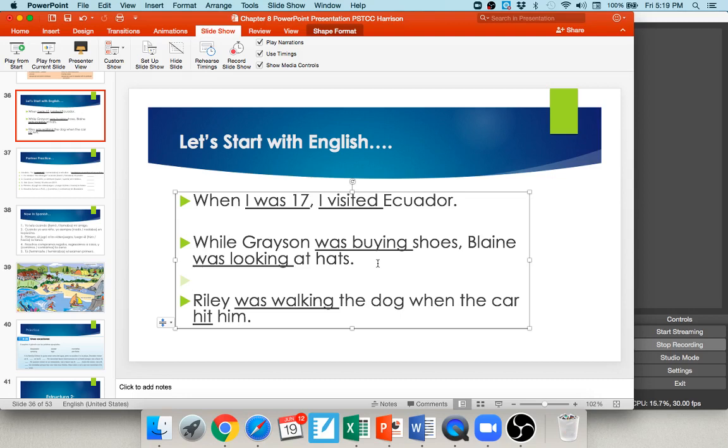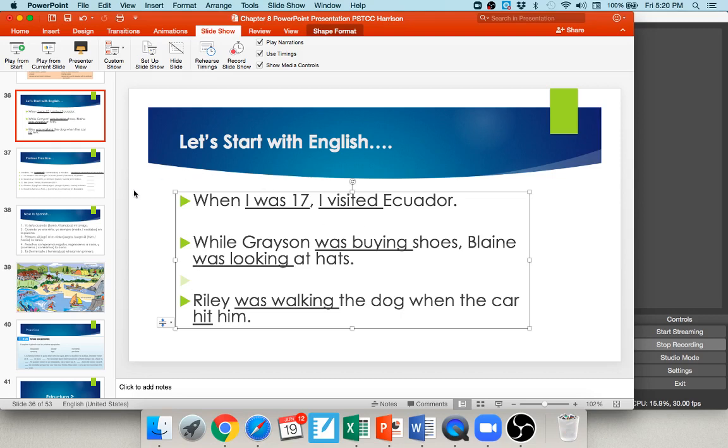And our next one, Riley was walking the dog when the car hit him. Oh no. So Riley was walking the dog. That's my ongoing action. When the car hit him, I don't know if the car hit the dog or hit Riley, but either way, the car hitting the dog or Riley would interrupt the action of walking. So Riley was walking, my ongoing action, is going to be in the imperfect. But when the car hit him, that's my interrupting action, and therefore it's going to be preterite.